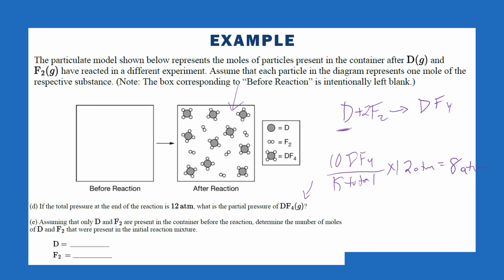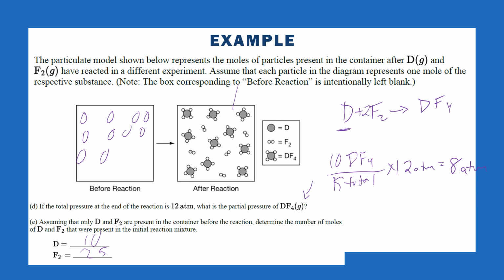So I have 1, 2, 3, 4, 5, 6, 7, 8, 9, 10. So that means I must have started with 10 of the D atoms to begin with. And then for F2, I know that I have 5 F2 molecules for sure, but I also have the ones that became part of DF4. So I would have 25 F2 molecules to begin with.